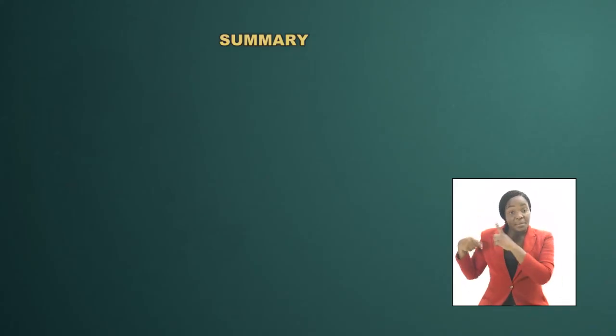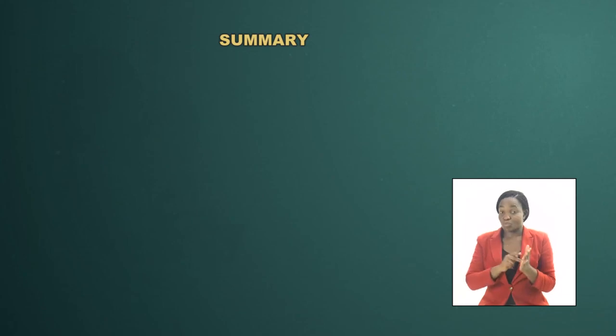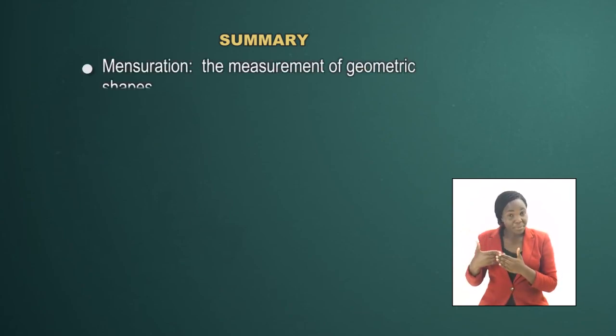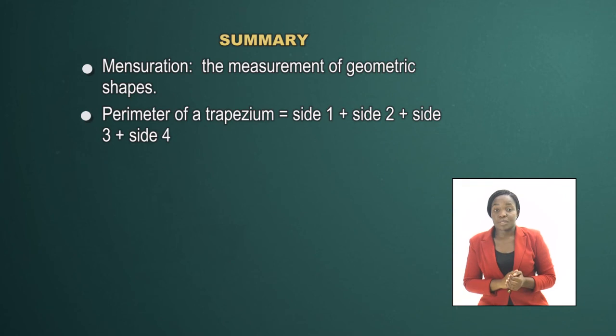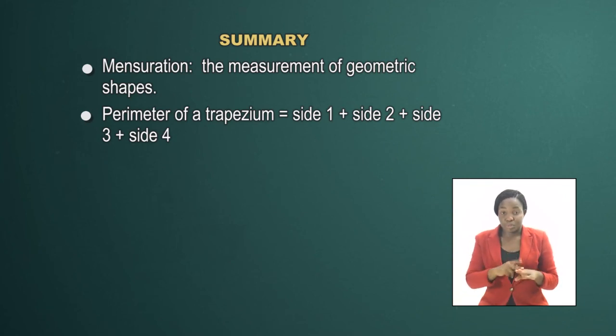Viewers, this was lesson 4, which means we have only one more lesson on mensuration. Can you still recall what mensuration is? It's the measurement of geometric shapes. Here's a quick revision on how to find the perimeter and area of a trapezium. For the perimeter, you simply add all 4 sides together and that would give you the perimeter.